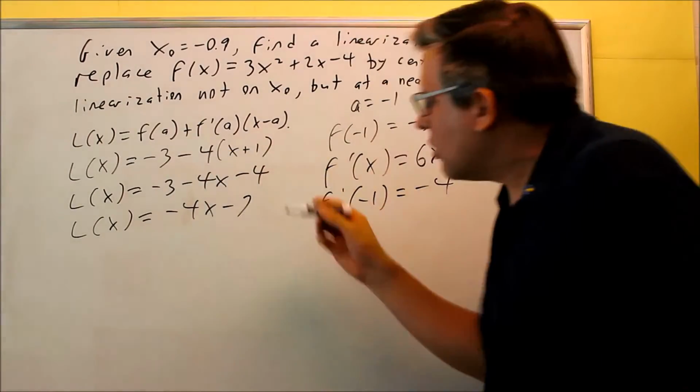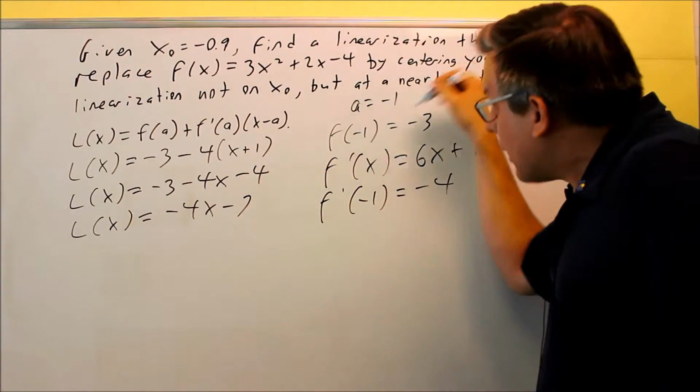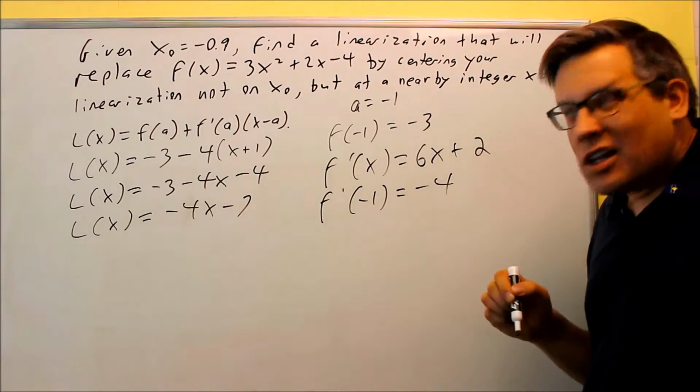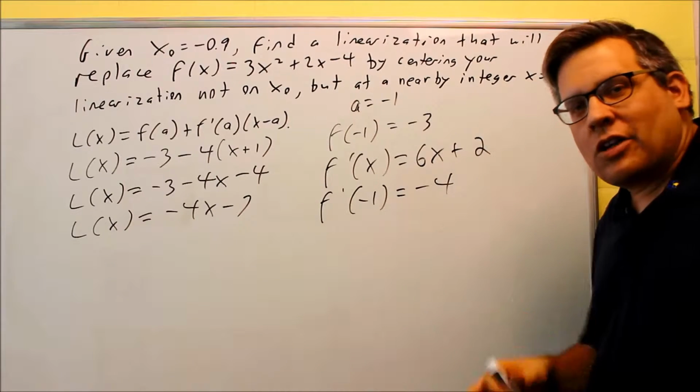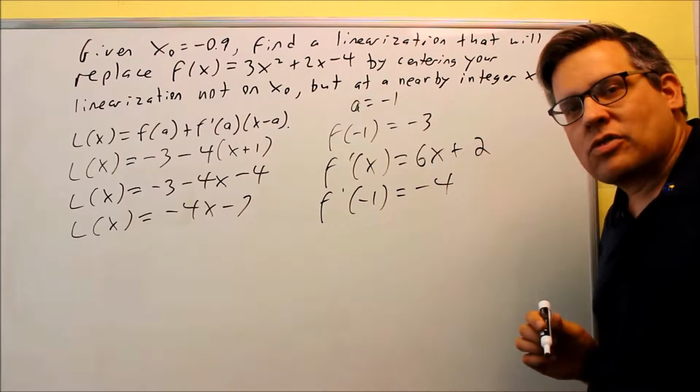So this is the linearization, and we centered all of it around negative 1. Again, it made the calculations a lot easier to use negative 1 instead of negative 0.9, and this would still give us close enough accuracy.